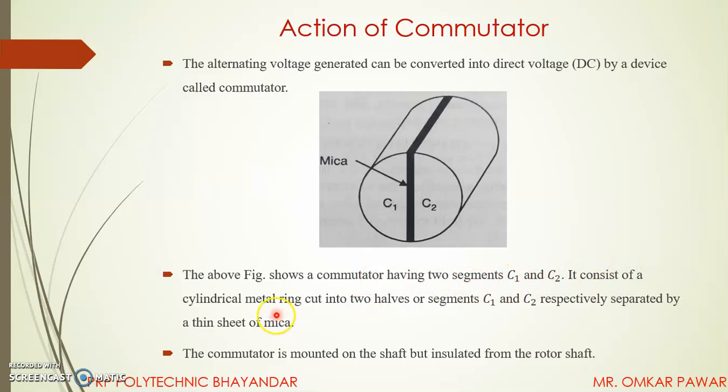It consists of a single ring cut into two halves, with two parts or segments C1 and C2 respectively, separated by a thin sheet of mica. The commutator is mounted on the shaft but insulated from the rotor.